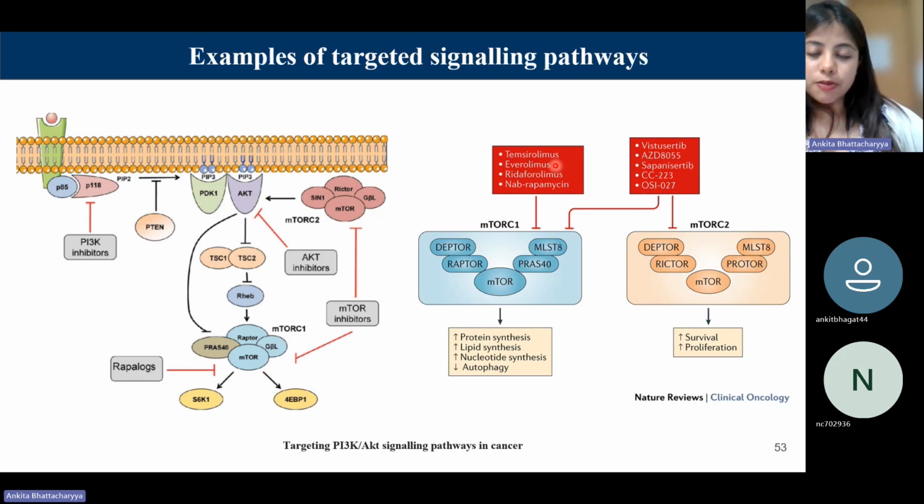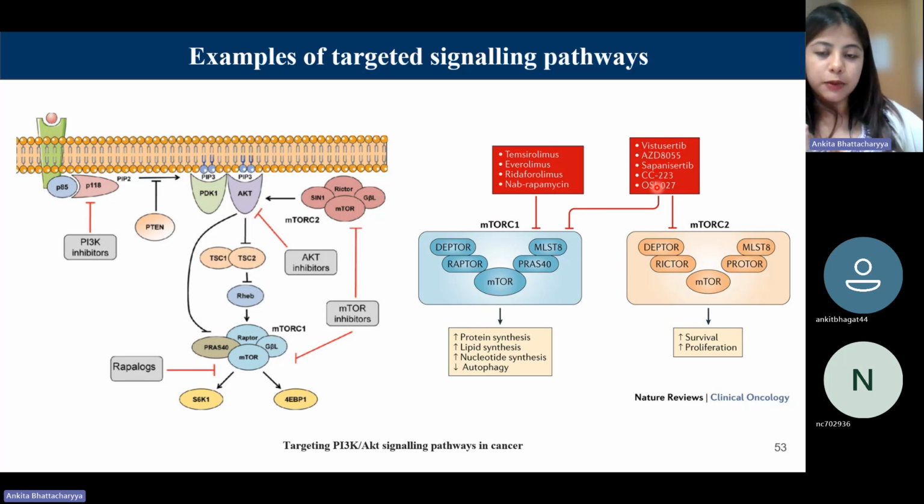Just pay attention to the fact that some class of drugs are able to only inhibit mTORC1, whereas some inhibit both. Examples include temsirolimus, everolimus, nab-rapamycin, ridaforolimus. They all work for mTORC1 only. And for mTORC2 you have a different class of drugs. These are labeled separately. One thing I want you to note here is that if you look carefully, none of them are labeled as MAB.